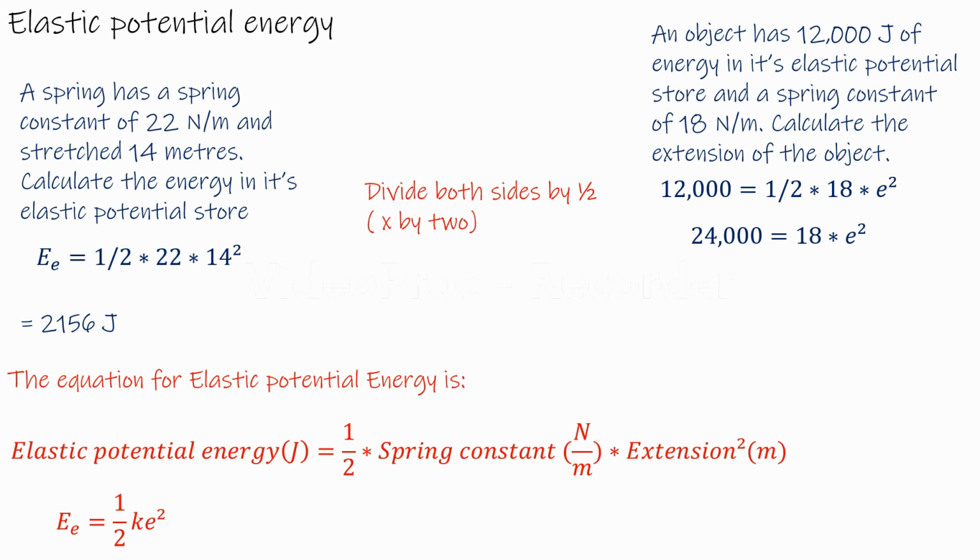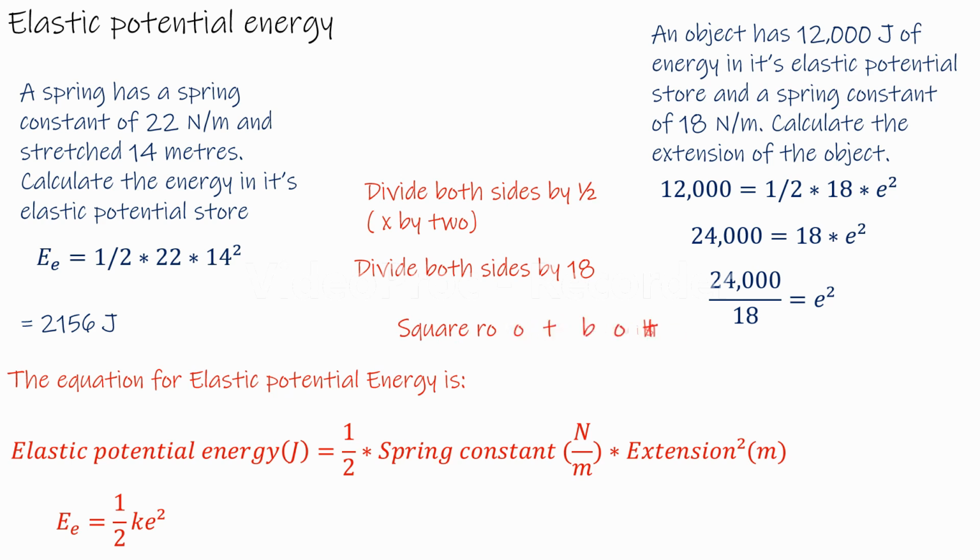Therefore, getting an answer of 24,000 equals 18 times e squared. The next thing we're going to do is divide both sides by 18, which will give us 24,000 over 18 equals e squared. And then finally, we're going to square root both sides. And this will give us an answer of root 24,000 over 18 equals e. This is what we want. So putting this in a calculator, we get an answer of 36.51 meters.